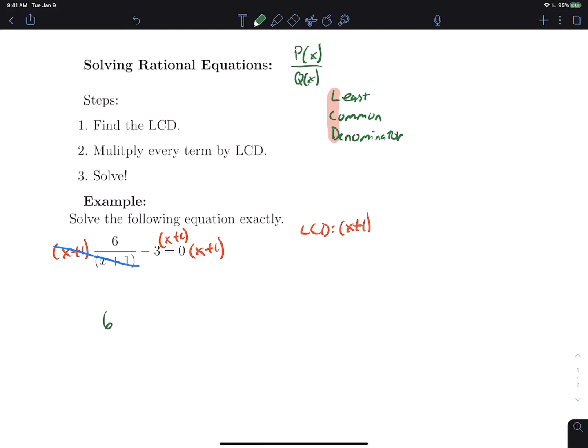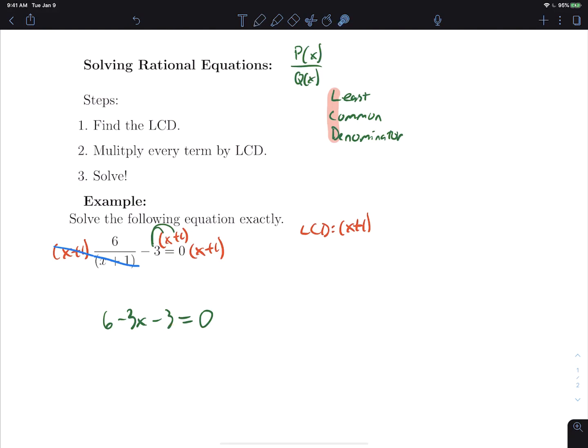That's the numerator. And in the second one, we have to make sure we distribute that negative 3 to both the x and the 1 there, making that negative 3x minus 3. And on the right-hand side, we have 0 times, it really doesn't matter what it's multiplying by, because 0 times anything is always 0. Excellent. And then at this point, you just simplify and solve like you would any other equation.